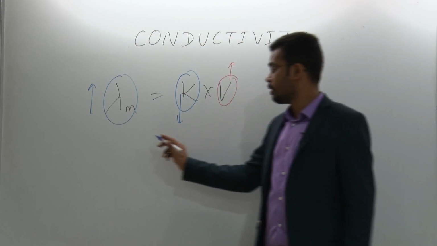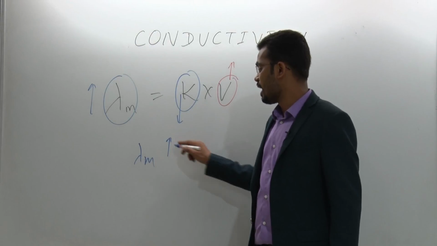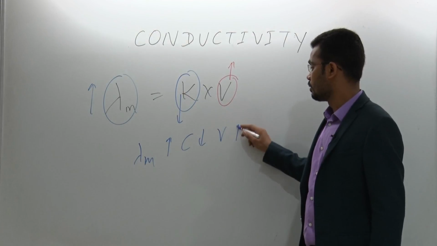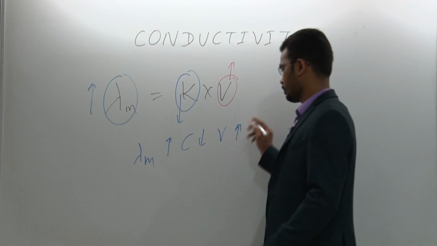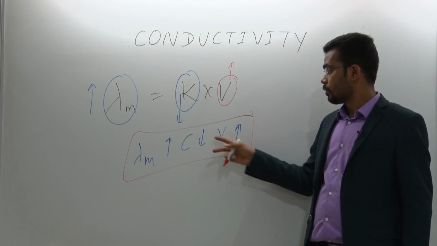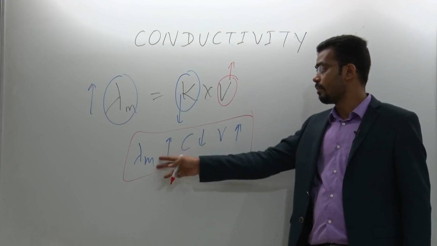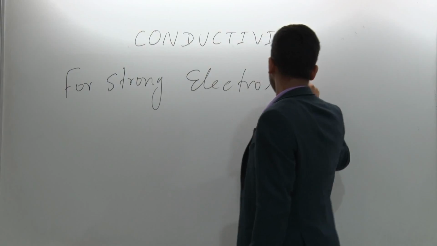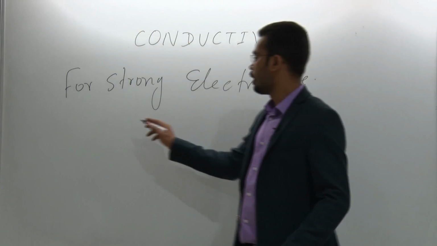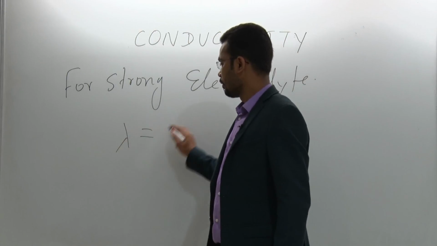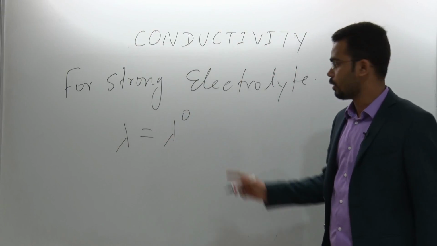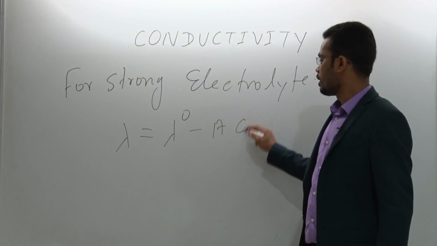So what is the relation here? Lambda m will increase with decrease in concentration, that is increase in volume. So you have to write this. On increasing the volume, concentration C will decrease and lambda m will increase. For a strong electrolyte, one equation is given: molar conductivity lambda m will be equal to lambda naught minus A C raised to 1 by 2.